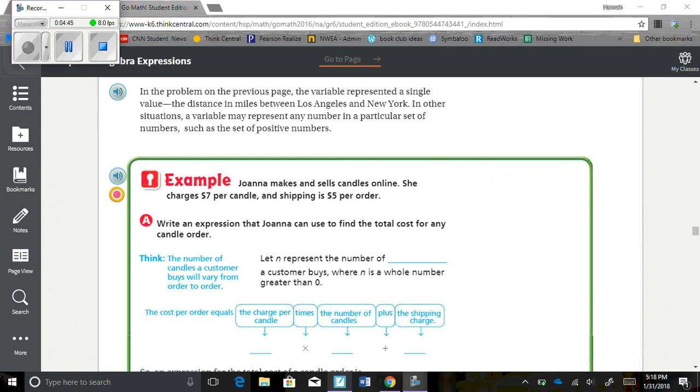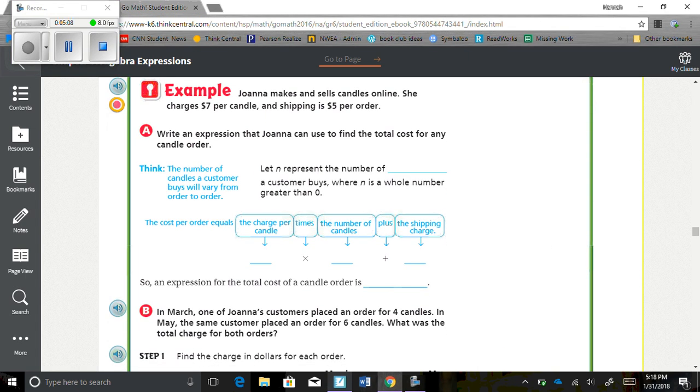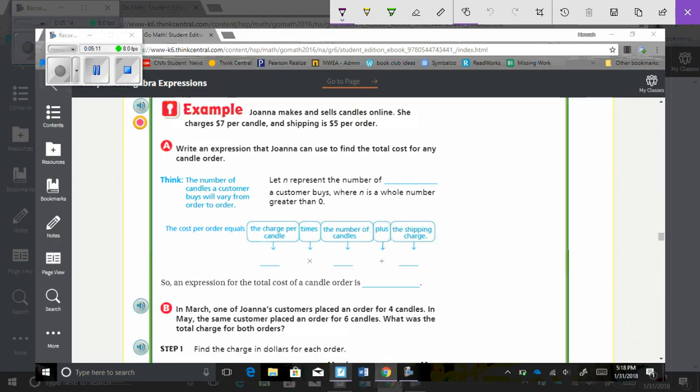In the problem on the previous page, the variable represented a single value, the distance in miles between Los Angeles and New York. In other situations, a variable may represent any number in a particular set of numbers, such as the set of positive numbers. Okay, that'll make a little bit more sense once we look at this example. So our example is Joanna makes and sells candles online. She charges $7 per candle, and shipping is $5 per order. So any order is going to be $5 to ship, and $7 for a candle. Write an expression that Joanna can use to find the total cost for any candle order.